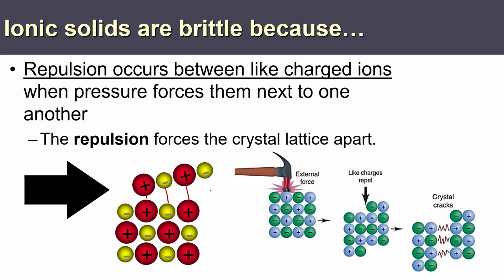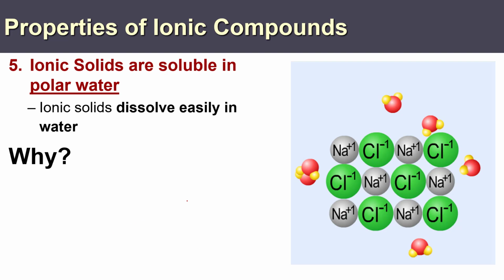Well, you guys know, if opposites attract, like charges definitely repel. And it is that repulsion between the like-charged ions, when pressure will force them to be next to one another, that will shatter that lattice and force the lattice apart. Another property of ionic compounds is that they are soluble in polar water.